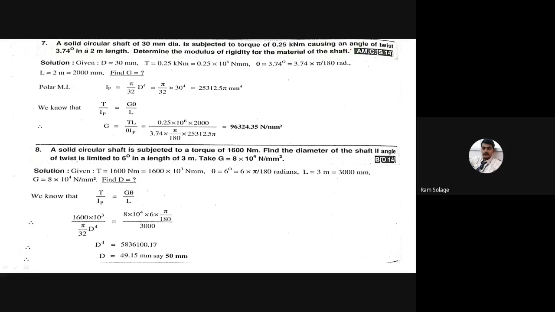Angle of twist means theta, 3.74 degree in 2 meter length. Length is given. Determine the modulus of rigidity for the material of the shaft.